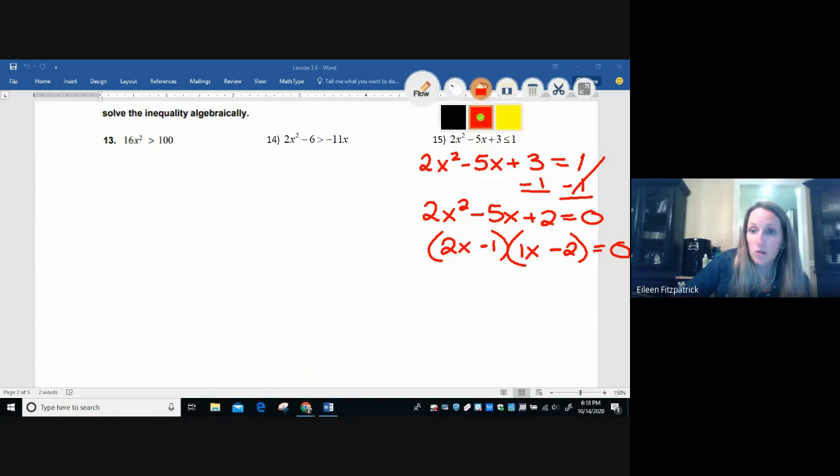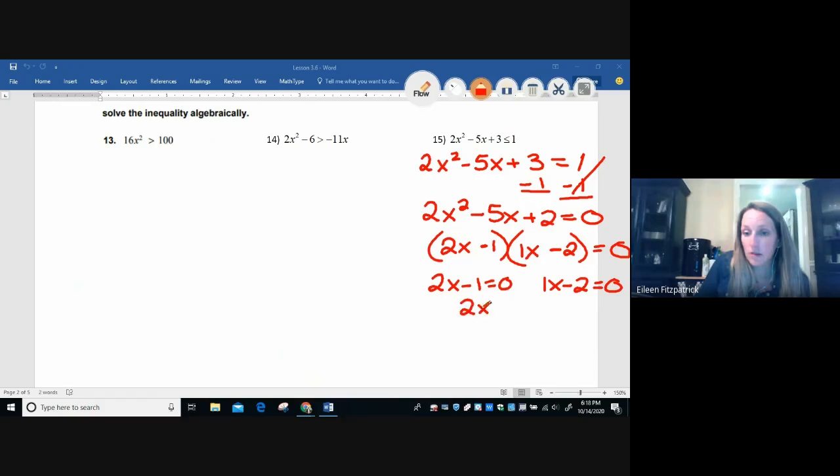All right. So then from there, I set the factors equal to 0. 2x minus 1 is equal to 0. And 1x minus 2 is equal to 0. I'm going to add 1 to both sides. So 2x is equal to 1. Add 2 to both sides, so 1x is equal to 2. Divide both sides by 2, x is equal to 1/2. Here, it's just x is equal to 2.